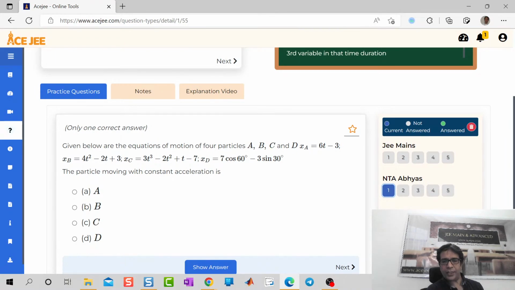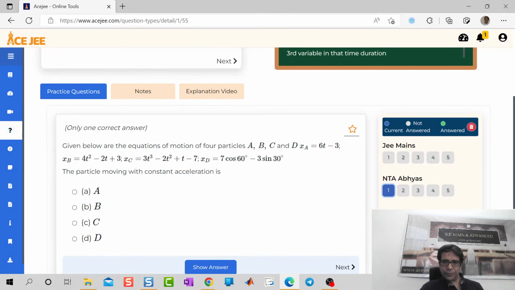So D is not moving, right? So D is stationary. A has zero acceleration, but D is also technically zero acceleration because the object is not even moving, right? So if I were to stick with the statement of the question, it says the particle moving with constant acceleration. So D is not really moving at all.